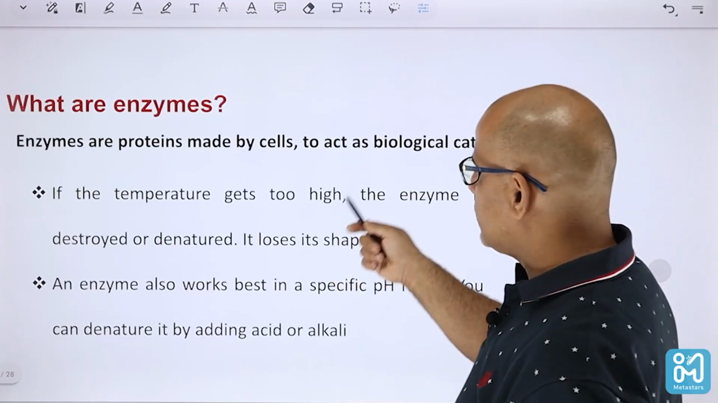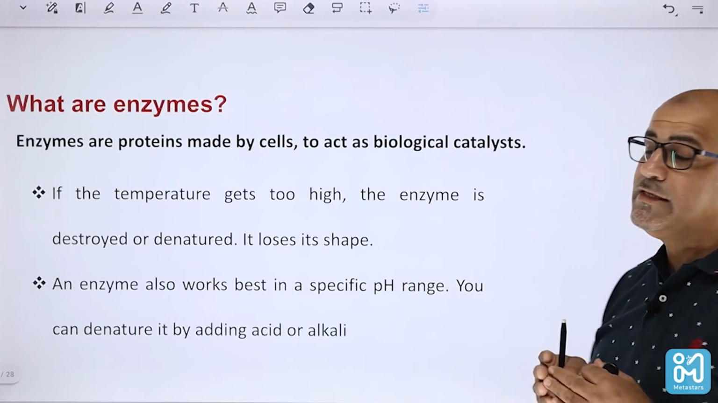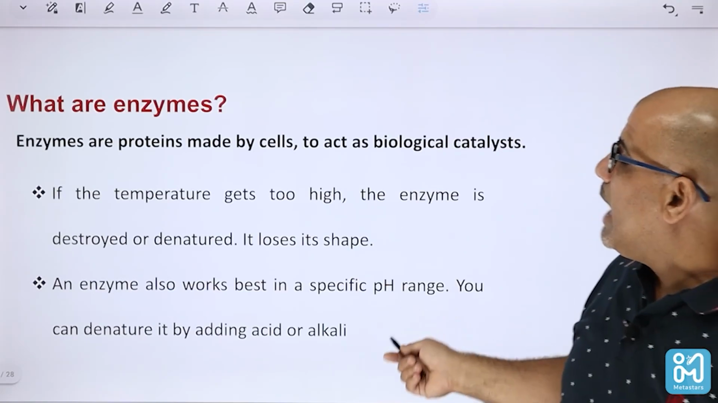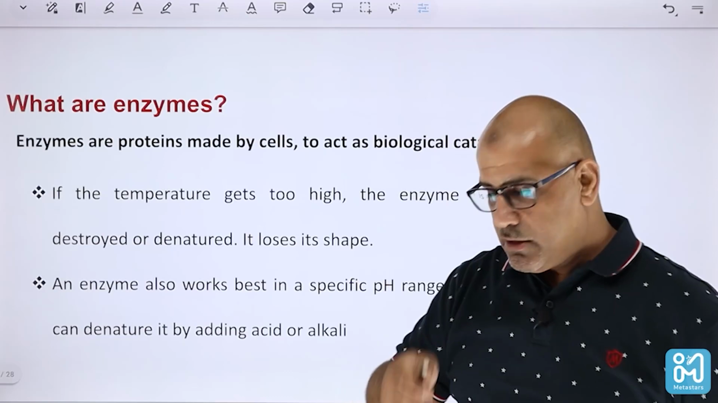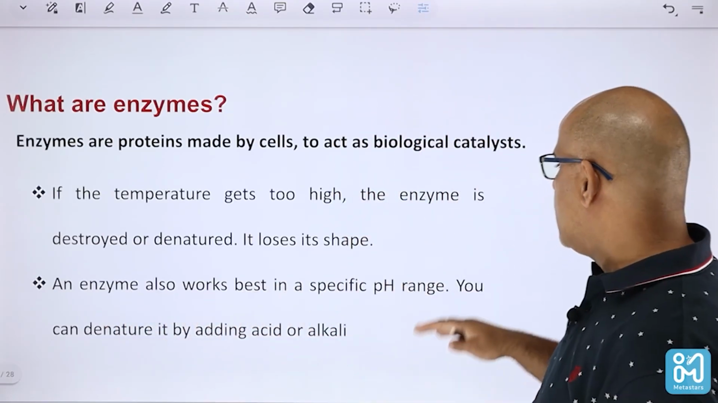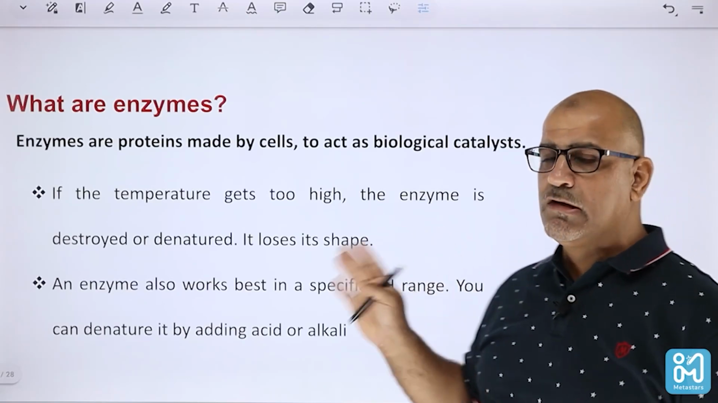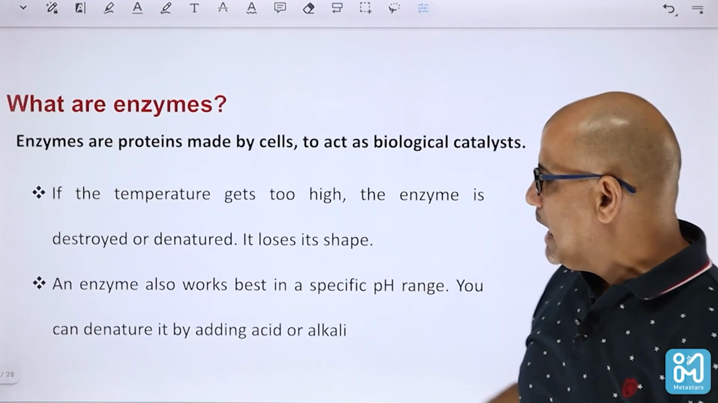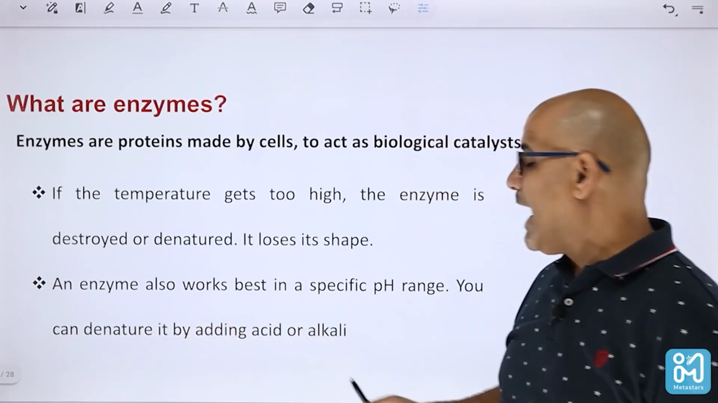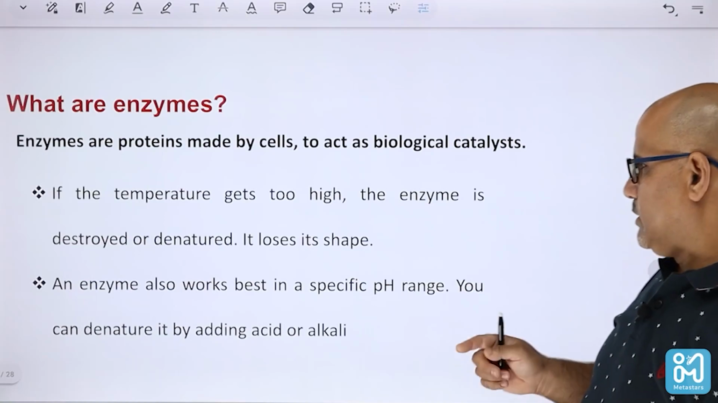If the temperature gets too high, the enzyme is destroyed or denatured. And you know that from biology; you study that in biology. An enzyme also works at a specific pH range or the specific degree of acidity and can denature by adding an acid or alkali or base to it.